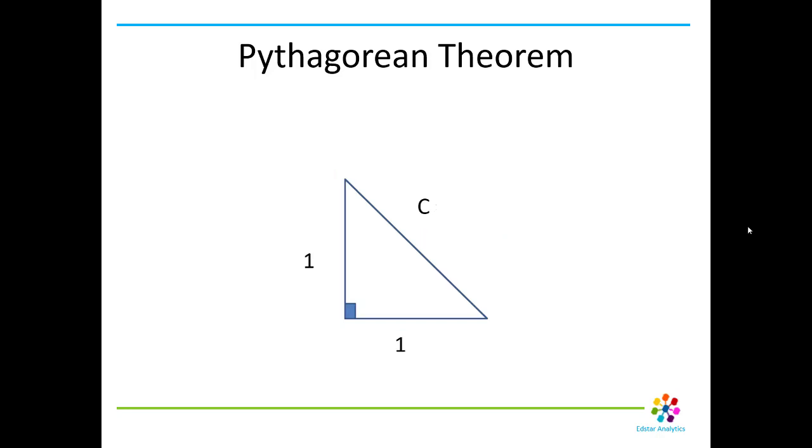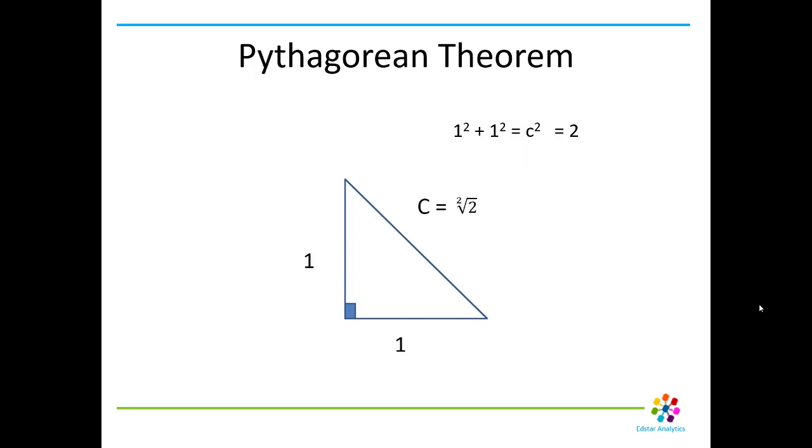Let's try another one. This square in the corner means that this is a right triangle. Right means it has a 90-degree corner, or perfectly square corner. The Pythagorean Theorem tells us that 1 squared plus 1 squared equals C squared. And 1 squared is 1. I happen to know that 1 plus 1 equals 2. But I don't know what number times itself equals 2. But whatever that is would be the value of C.